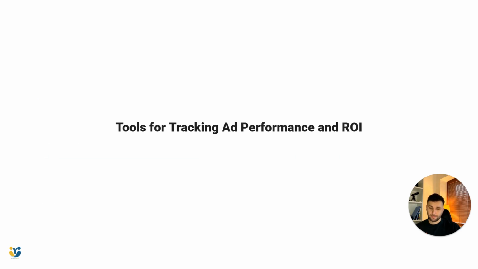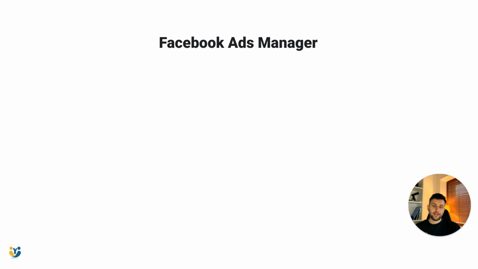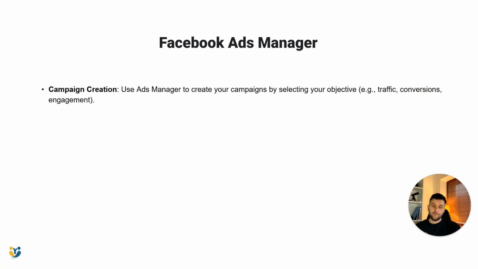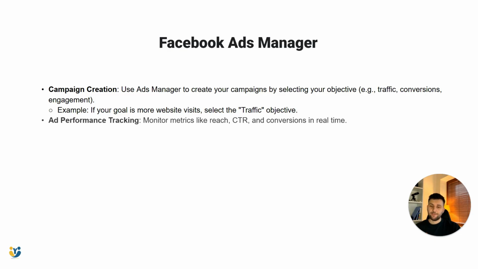Now, tools for tracking ad performance and ROI. So first of all, Facebook Ads Manager, right? Use Ads Manager to create your campaigns by selecting your objective. This is what we've already covered, right? If your goal is more website visits, simply select the traffic objective. Again, we covered that. Facebook Ads Manager also lets you track the performance of your ads.